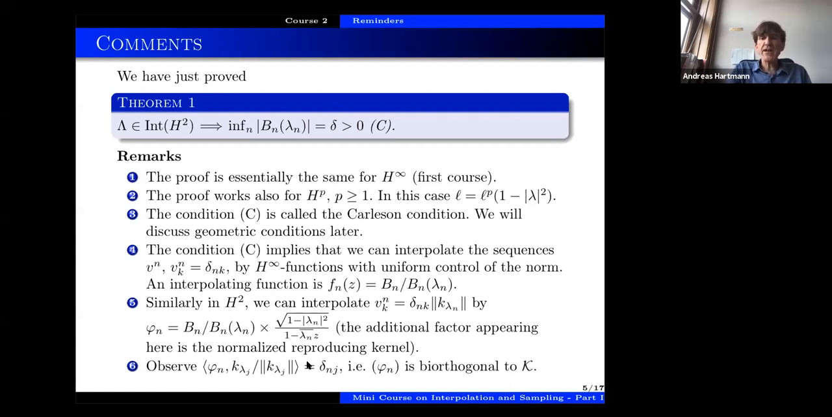Also, what was mentioned yesterday, we had this biorthogonal family. So you can check that phi n, this function, is in fact biorthogonal to the sequence of normalized reproducing kernels. Since the biorthogonal family exists, automatically the sequence of reproducing kernels, this normalized sequence, has to be minimal. And it can be checked that it is uniformly minimal, because the norm of phi n is essentially given by 1 over Bn of lambda n, which is controlled by the Carlson condition. Okay, so the Carlson condition guarantees that your sequence is uniformly minimal.